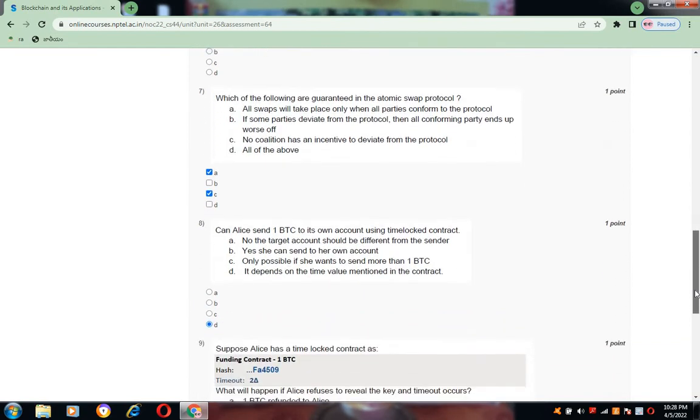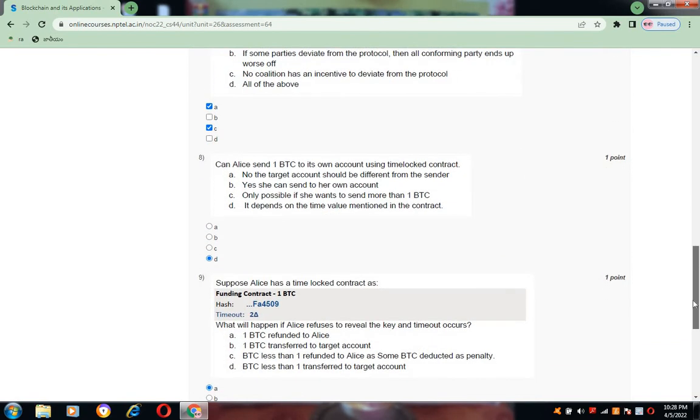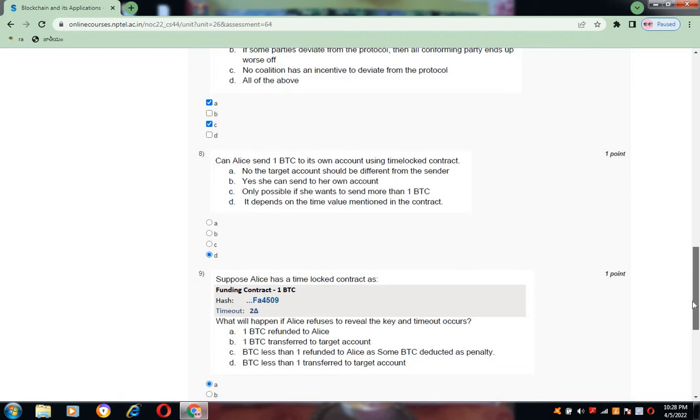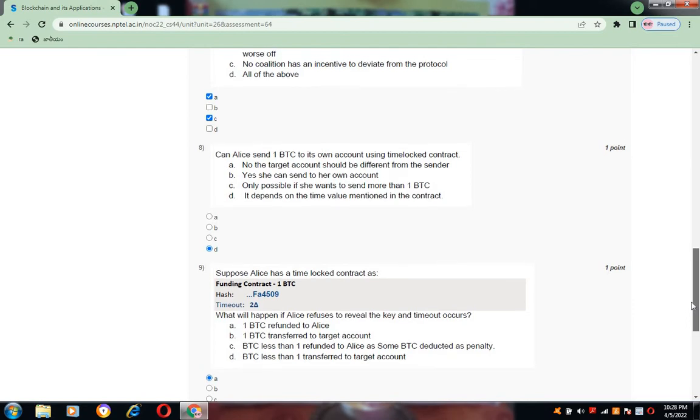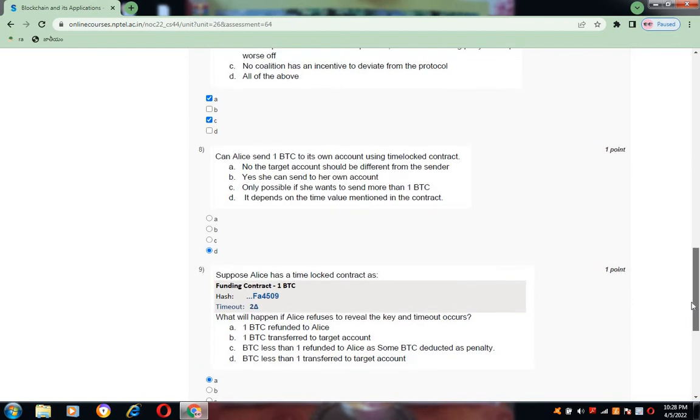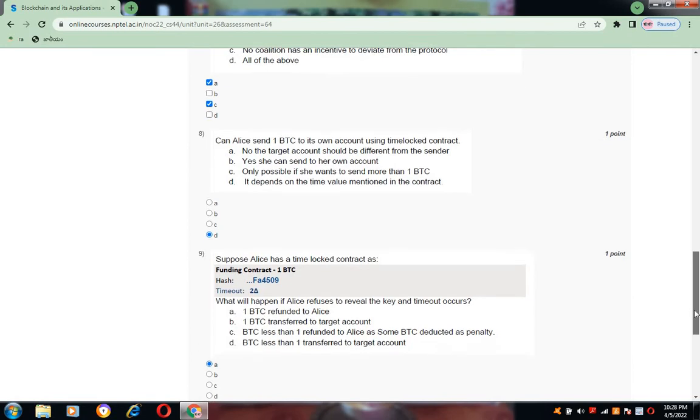Now coming to question number 8: can Alice send 1 BTC to its own account using a time locked contract? The correct option for this is option D. It depends on the time value mentioned in the contract. So option D is the correct answer.